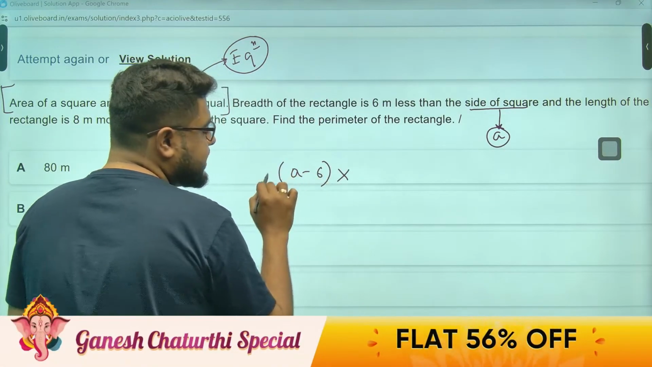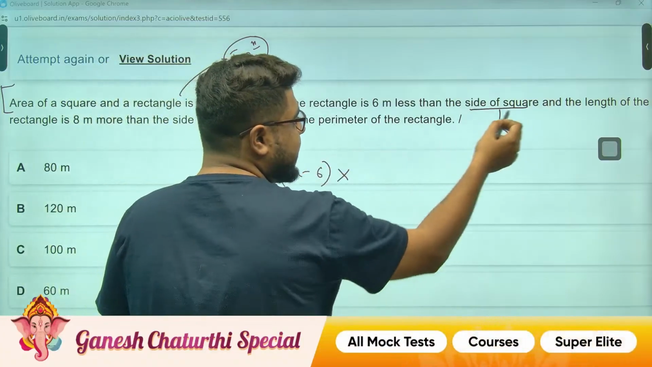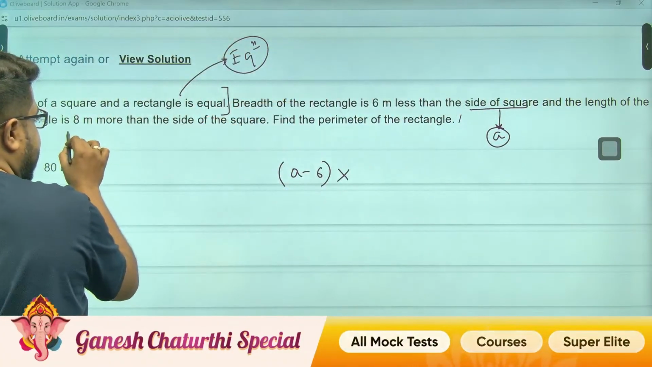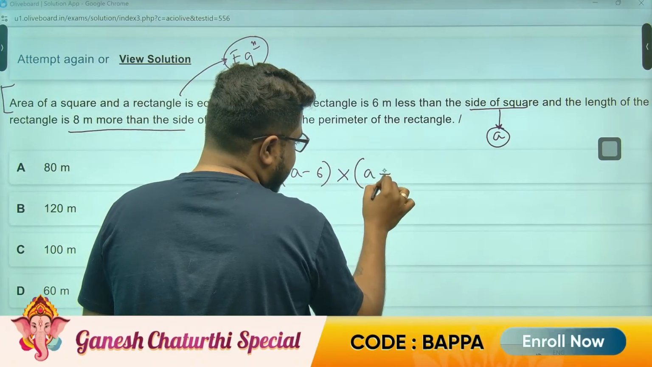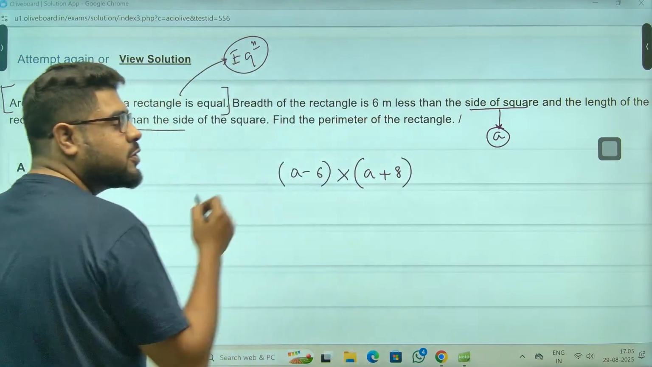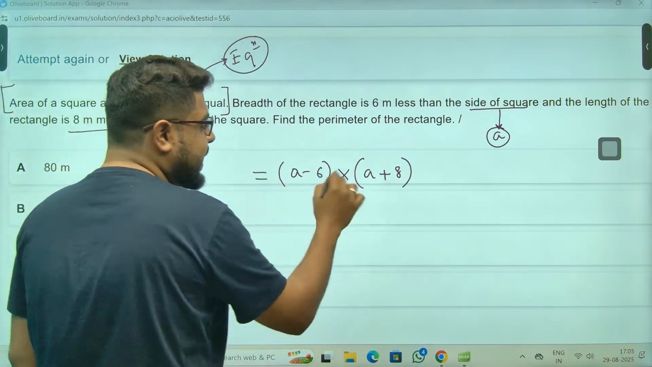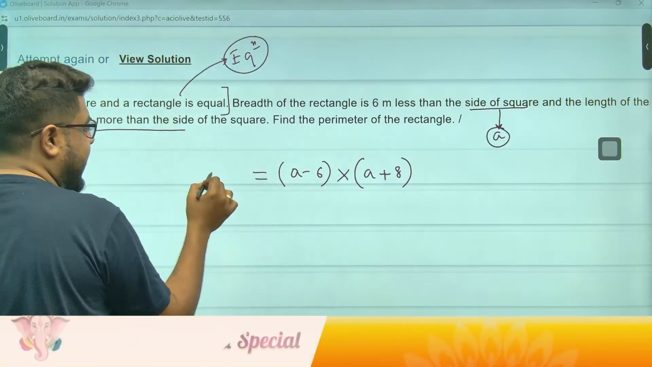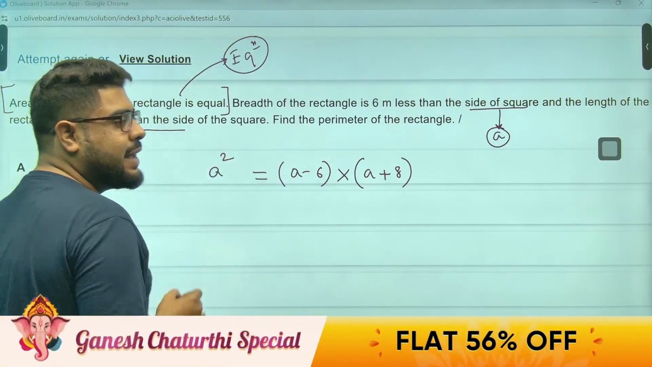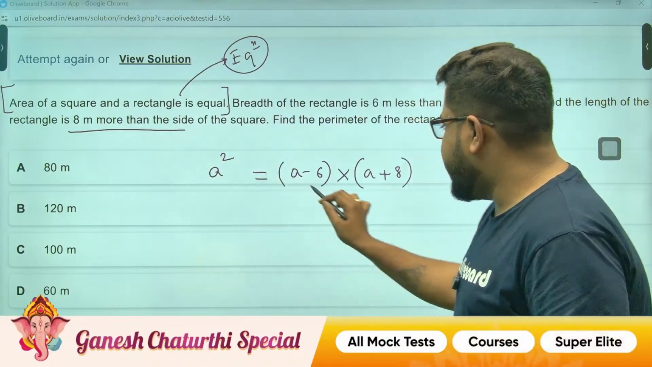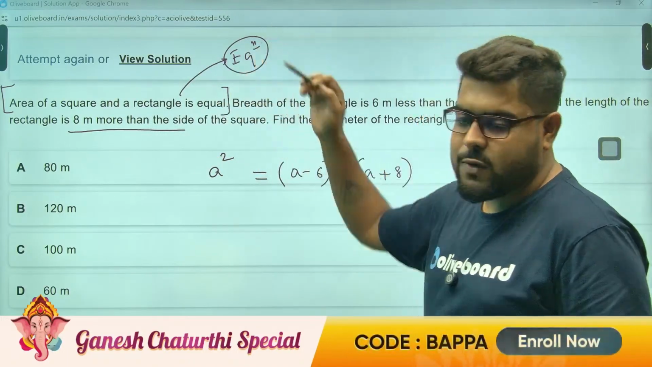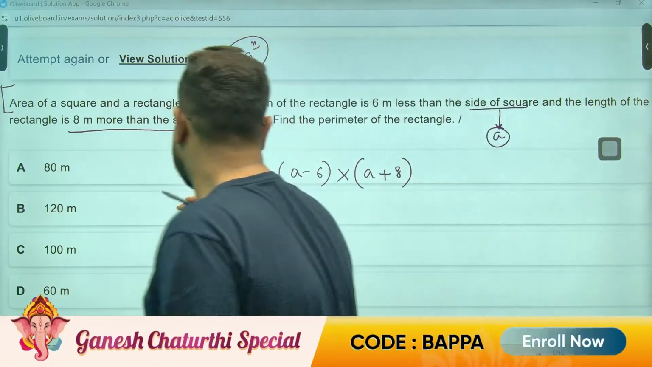So area is length into breadth. The length of the rectangle is 8 meters more than the side, so this is A plus 8. This is your area, length into breadth. And if A is the side of the square, then the area is A square. The area of the square and the area of the rectangle are equal, as in the first line. So I've made my equation, now just calculate.